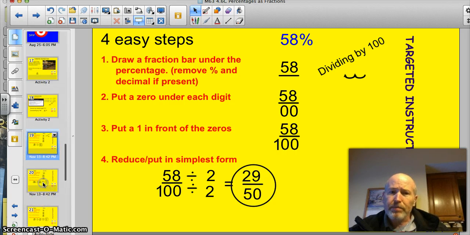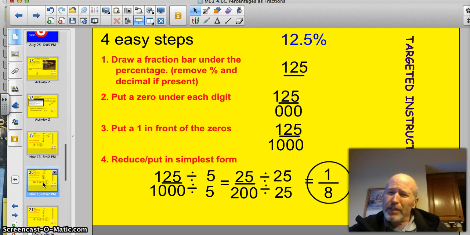Where's my next slide? Here it is. 12.5. Now this is a little trickier. So we get rid of the decimal and the percentage point. We put a 0 under each one. Now we've got 125 1,000ths. Made a fraction, right? We have to reduce it, put it in simplest form. So we divide each by 5. We have 25 200ths. And if we divide by 25 again, we can get it all the way down to 1/8. And now we know we're in our simplest form.